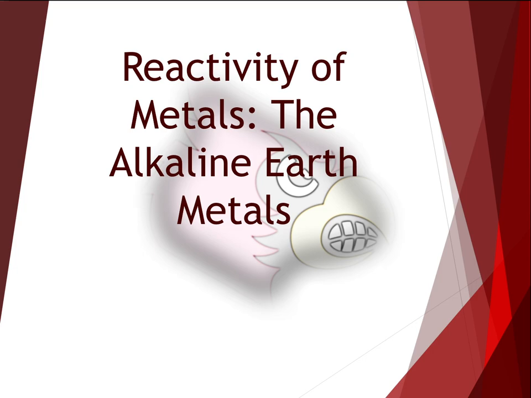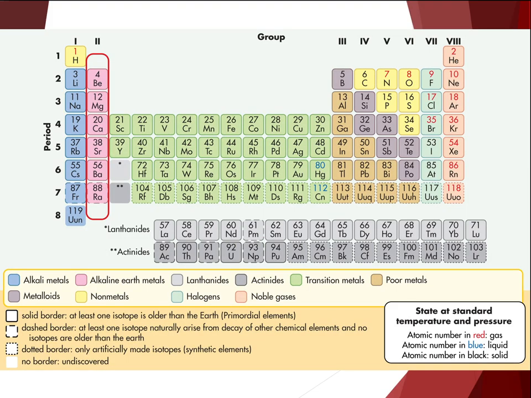Reactivity of metals. The alkaline earth metals. Group 2 is known as the alkaline earth metals. These metals are nearly as reactive as the alkali metals. However, compared to the alkali metals, these elements are harder and have higher melting points. We see a similar pattern of reactivity as we saw with the alkali metals as we go down within group 2. The farther down within the group, the more active or reactive the alkaline earth metal is.